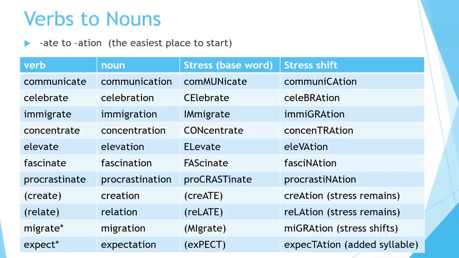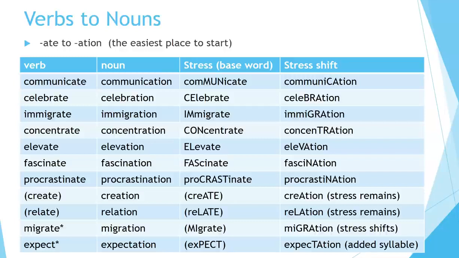So, create becomes creation. The stress remains on the second syllable because it's the second one from the end. Relate, relation. Now, not all 2-syllable words do this. A special case would be the word migrate. Did you hear the stress here? The stress is on the first syllable with migrate. So it has to shift to the second syllable when we add the TION, migration.